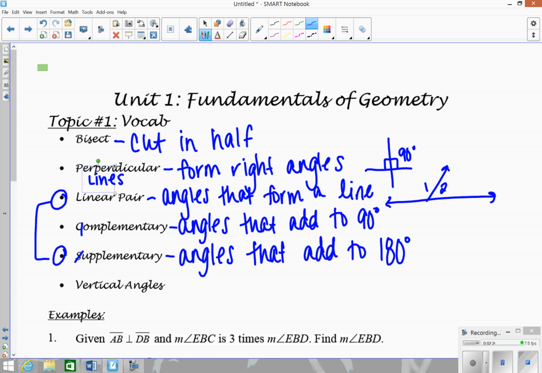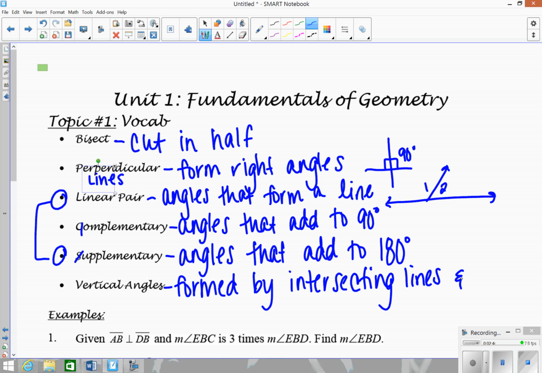And then the last type of angles that we talked about are vertical angles. These are formed by intersecting lines, and they're always congruent. So for a picture, it's when you have an X or two intersecting lines, and the angles across from each other are the congruent angles. So angles 1 and 2, as well as if I call this angle 3 and this angle 4, those would be congruent.